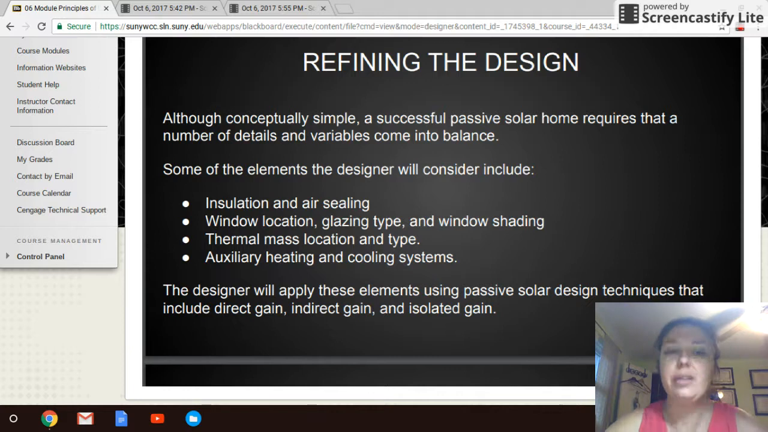And then the final part to think about in redefining our design is auxiliary heat. What am I doing? Am I auxiliary cooling? What systems am I using in this home to really maintain the temperatures that are currently balanced in my design?